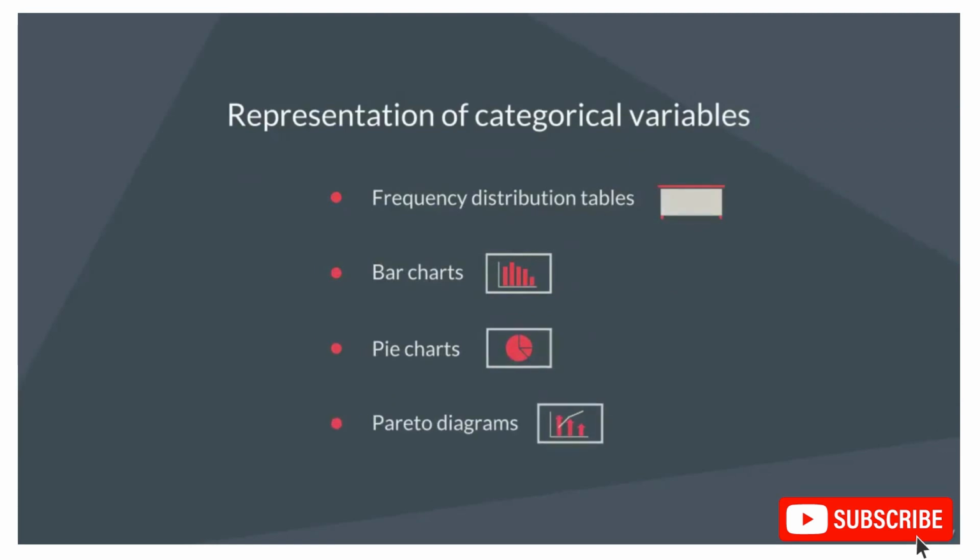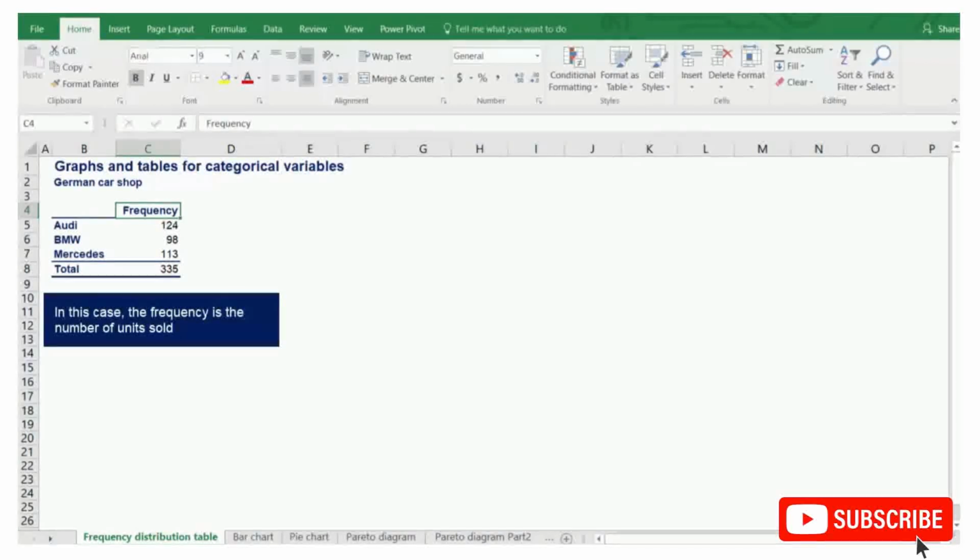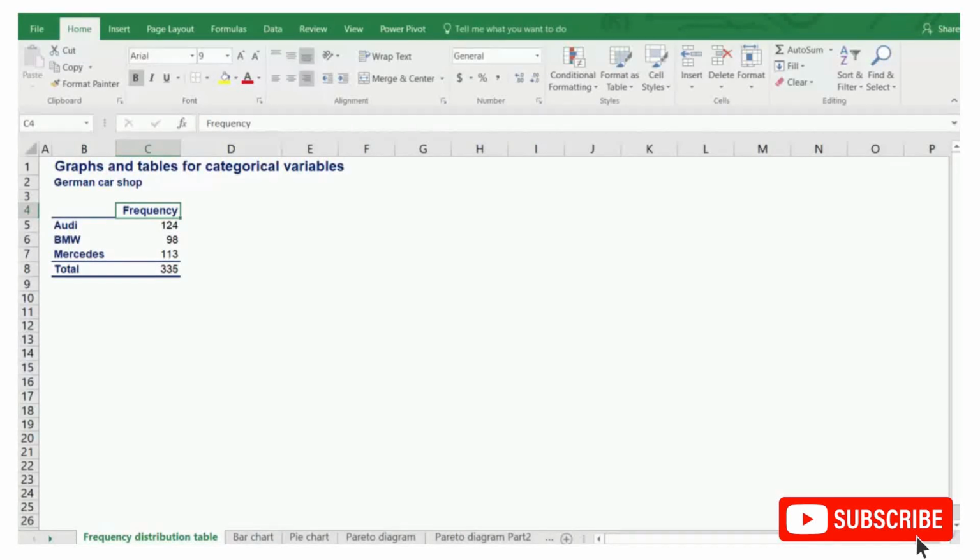First, let's see what a frequency distribution table looks like. It has two columns, the category itself and the corresponding frequency. Imagine you own a car shop and you sell only German cars. The table below shows the categories of cars, Audi, BMW, and Mercedes, and their frequency, or in plain English, the number of units sold. By organizing your data in this way, you can compare the different brands and see that Audi has been sold the most. No preferences on my side.